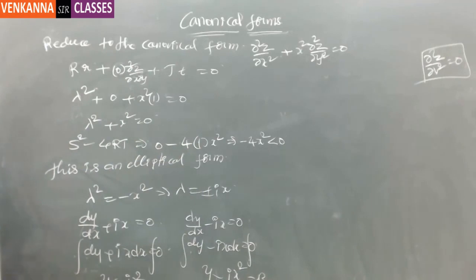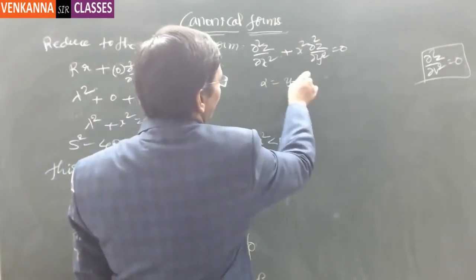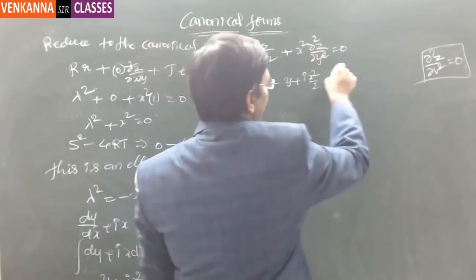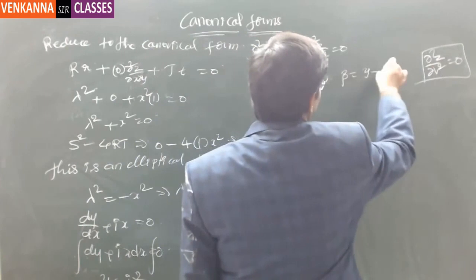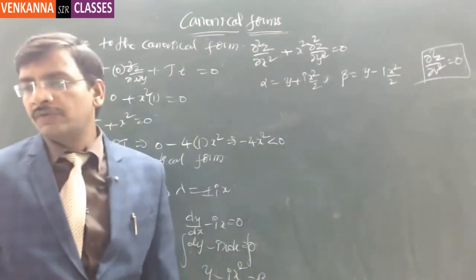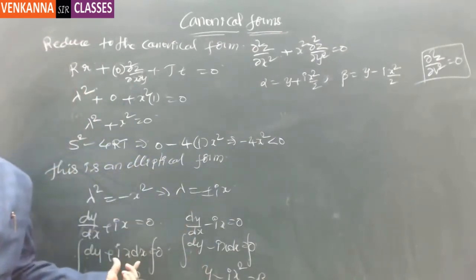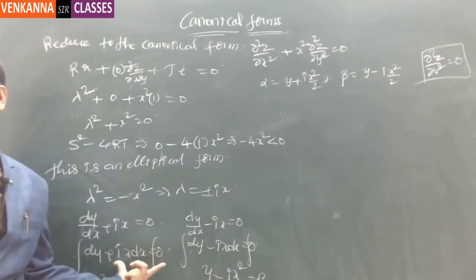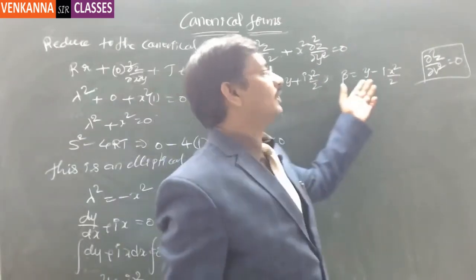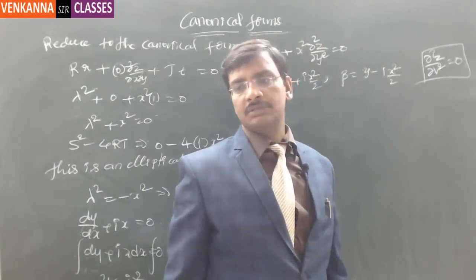Got it? So here the complex roots are coming. Alpha is equal to y plus ix square by 2, beta equal to y minus ix square by 2. So two different roots we have got for the lambda quadratic, right? So if you substitute those two roots, this lambda function is coming out to be y plus ix square by 2, y minus ix square by 2. Here the roots are complex conjugates.